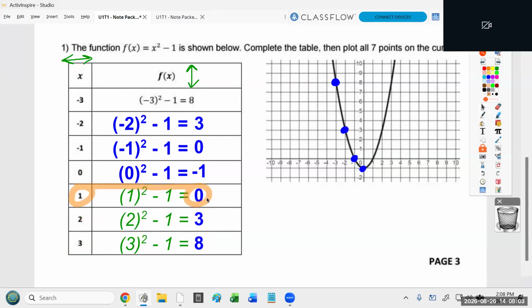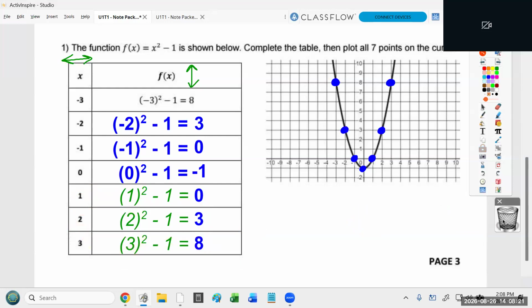Okay, so starting with this one, go to the right 1, up 0. With the next one, go to the right 2, up 3. And with the last one, go right 3, up 8.